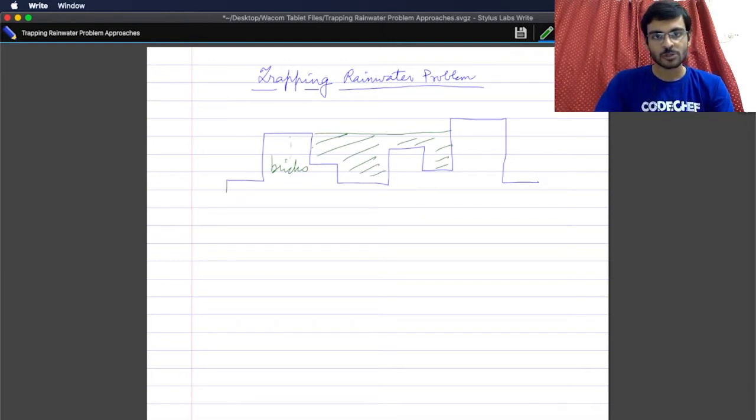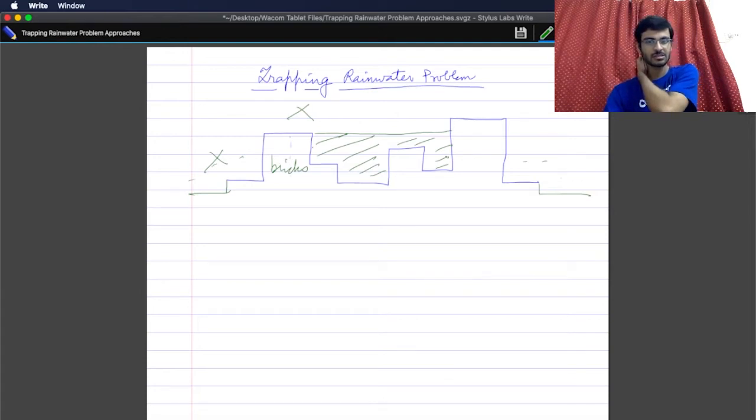In the leftmost point we have something like this, so basically no water can be stored here. Water cannot be stored even here because that will flow out. We can see that water can only be stored here. This is a basic observation. You can pause the video here and think about how we can approach this problem.